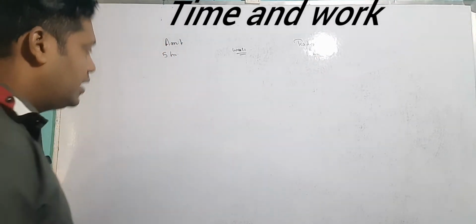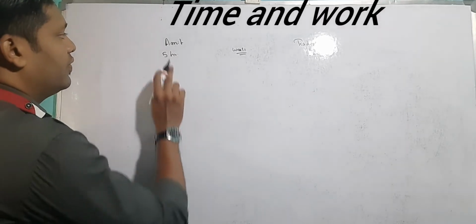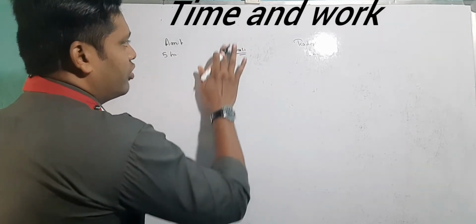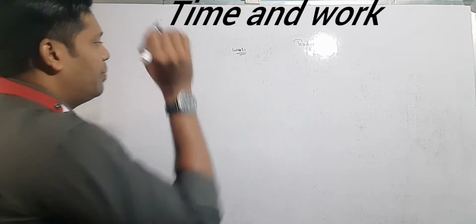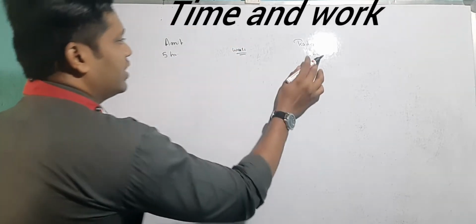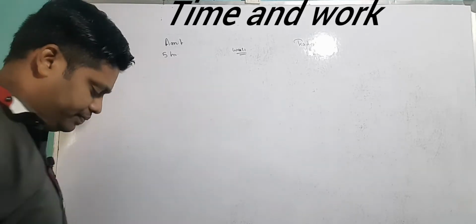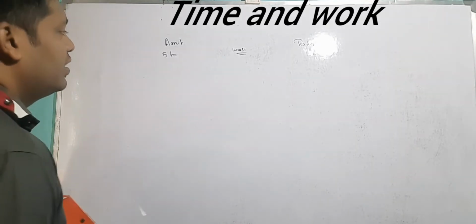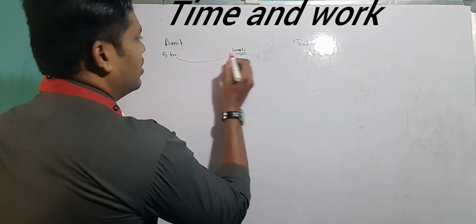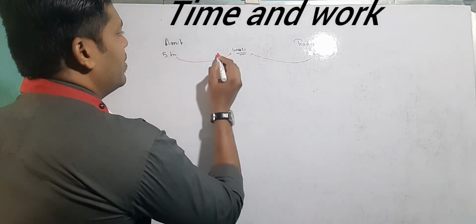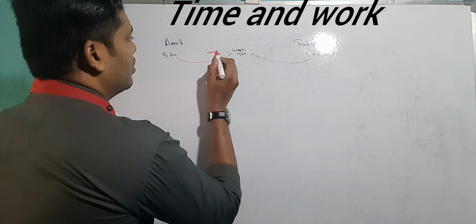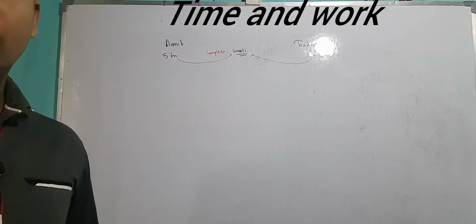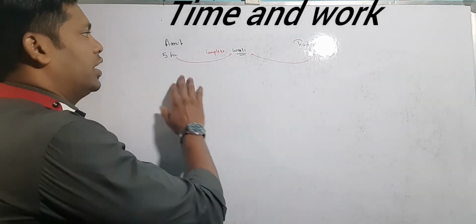Saying that first, what you have to do: in 5 hours he can do this much. This is the complete work. I told you, they have not given the value, so what you will assume is a complete work. So in 5 hours he can complete the work, in 10 hours he can complete the work. Complete work means a complete work.